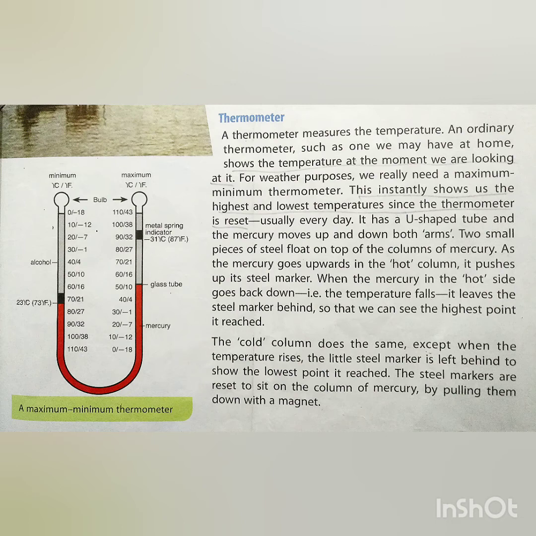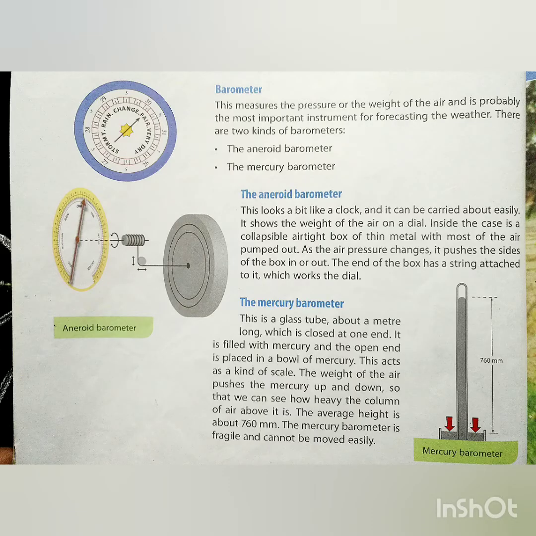If we talk about the units in which temperature is measured, these units are Fahrenheit and Celsius. The name of this thermometer, which is used to measure the temperature of the weather, is the maximum minimum thermometer. Now, if we talk about the barometer, this device is used to measure the weight and pressure of the air. And in weather forecasting, this device plays a very important role.